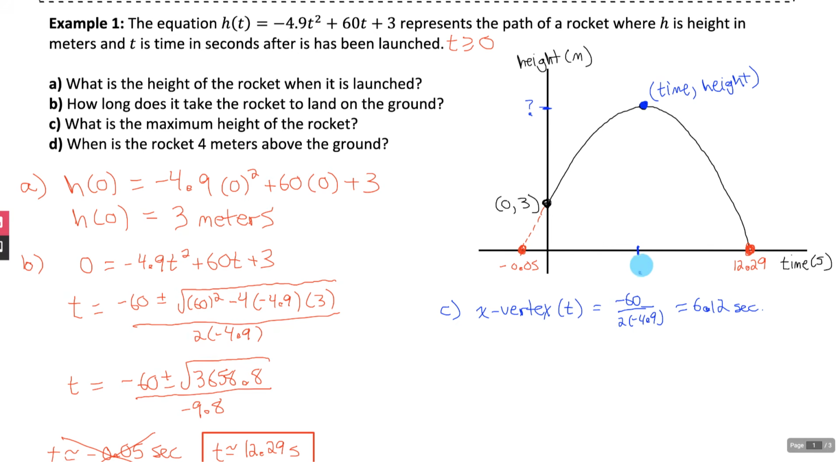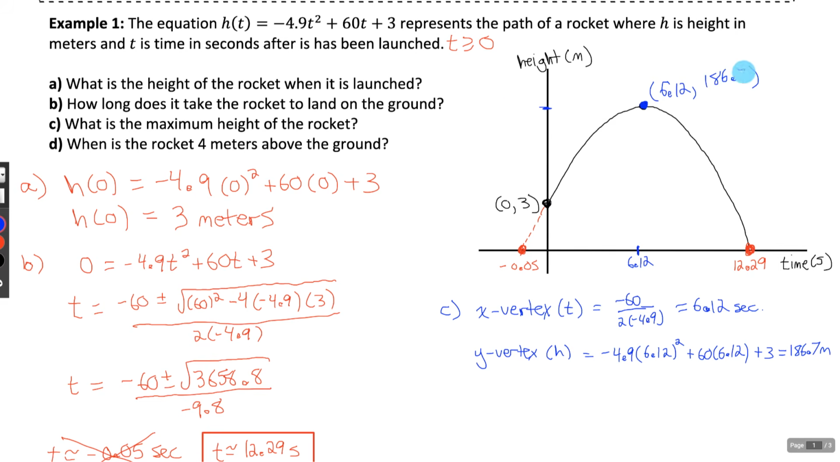So in my diagram, I know the x coordinate of the vertex is 6.12. It reaches a maximum height at 6.12 seconds. But what is the maximum height? What's the height when time is 6.12? We can get that height, the y coordinate of the vertex, by substituting in 6.12 for time and solving for the height. And when I do that, I get 186.7 meters. So I now know the y coordinate of the vertex is 186.7. So max height, my answer to C, is 186.7 meters.